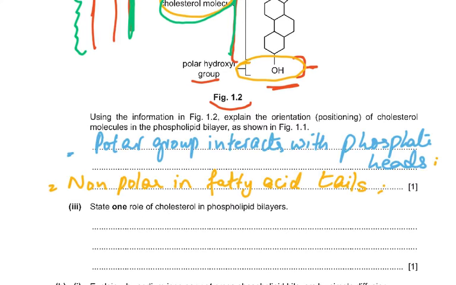So writing it, the polar group interacts with the phosphate heads, or you could have said that the hydroxyl group faces the aqueous environment, or there are many ways we could have worded it, but the simplest ways are these. Non-polar would be in the fatty acid tails, as the fatty acid tails and this non-polar are both non-polar. But of course, you only had 1 mark, so any one of these would have got you the 1 mark.